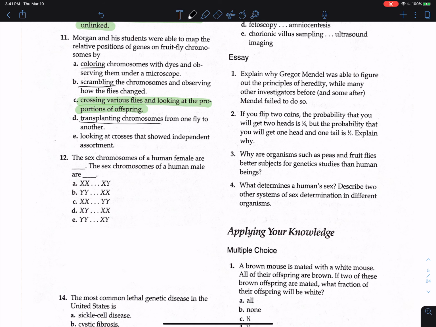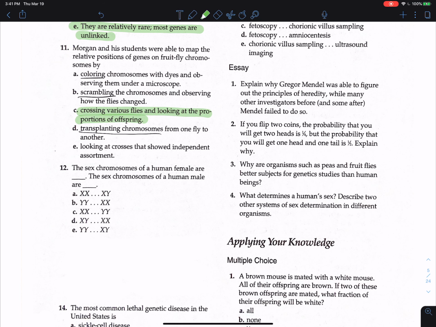12 is another easy one. You should know this. The sex chromosomes of a human female are blank. The sex chromosomes of a human male are, then there's another blank. So the correct answer here is A. Females have the XX chromosomes, and males have the XY chromosomes.